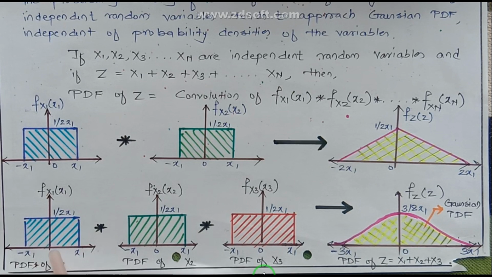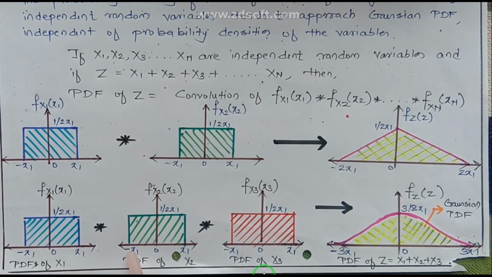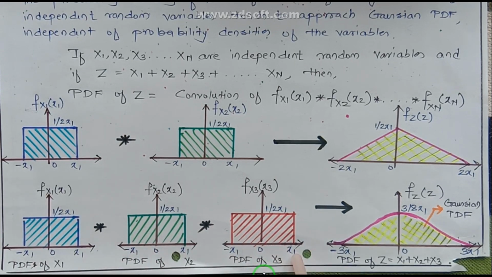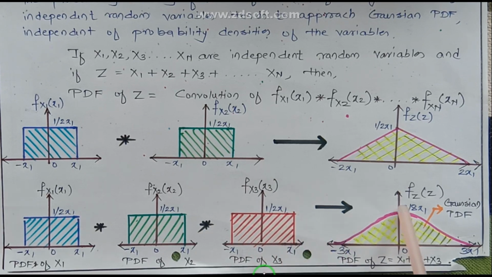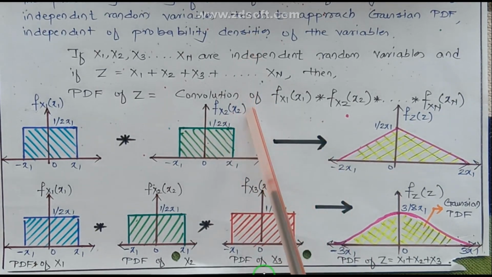So you can see that this is a random variable x1. This is the PDF of x1, ranging from minus x1 to x1. Similarly, it is a uniform PDF from minus x1 to x1, and the PDF of x3 from minus x1 to plus x1. So what would be the resultant PDF? It is added: 1 by 2x1 plus 1 by 2x1 plus 1 by 2x1 would be 3 by 8x1. And its range is minus 3x1 to plus 3x1. So I hope you understand this basic of the central limit theorem.